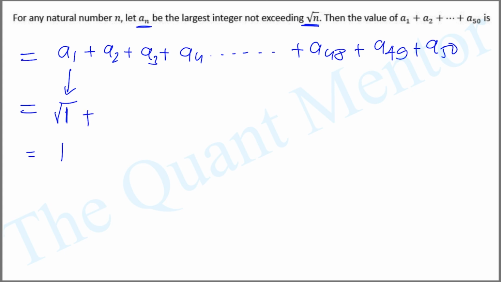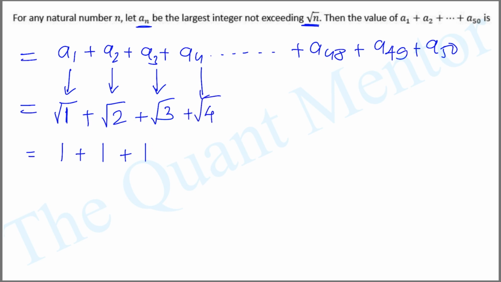Plus, in the same way, a2 would be the largest integer not exceeding root 2. Now root 2 has a value 1.414, so the largest integer not exceeding root 2 will be 1 only. Same way, a3 will be root 3, and root 3 is 1.73, so it will be 1. Similarly, a4 will be the largest integer not exceeding root 4. Now we know root 4 is actually 2. Similarly, a5 will be root 5, and the largest integer not exceeding root 5 will be again 2.